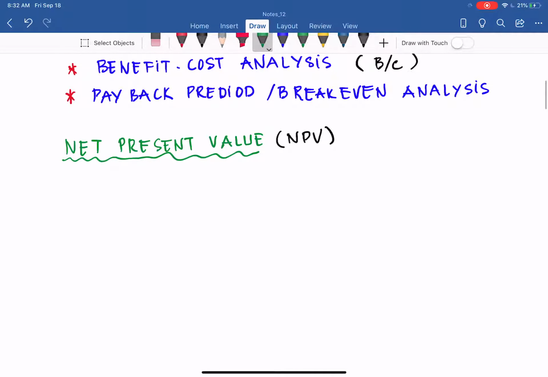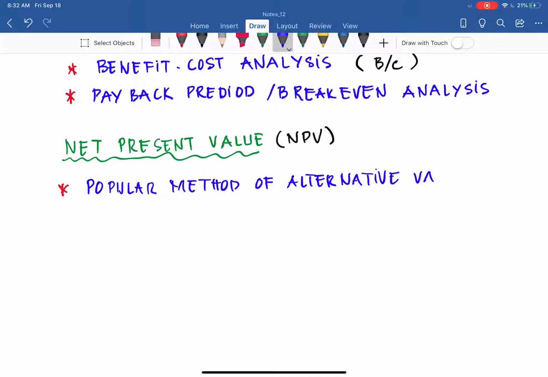So what's it about? First, the NPV method is a popular method of alternative evaluation. How? It's for transforming future receipt or expenditure into equivalent dollar amounts. That's why we call it net present value.